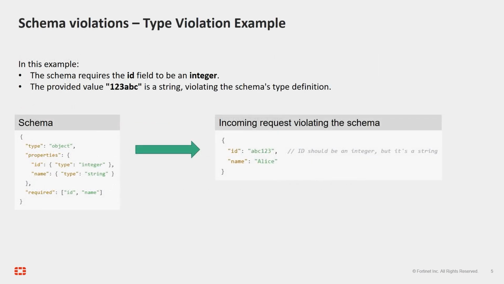Here is an example of a type violation. In this case, the schema requires the ID field to be an integer. However, the provided value, 123ABC, is a string, violating the schema's type definition. FortiWeb detects these type violations to ensure API data conforms to the correct structure.